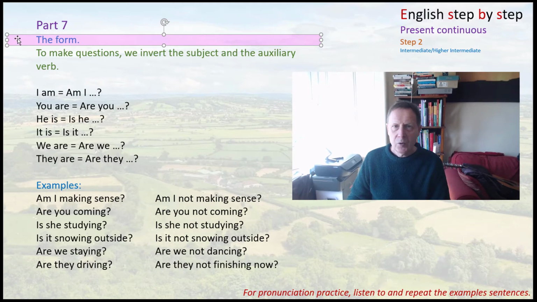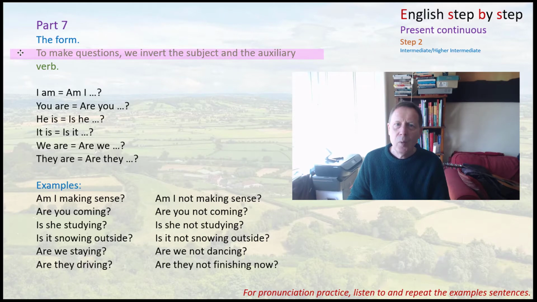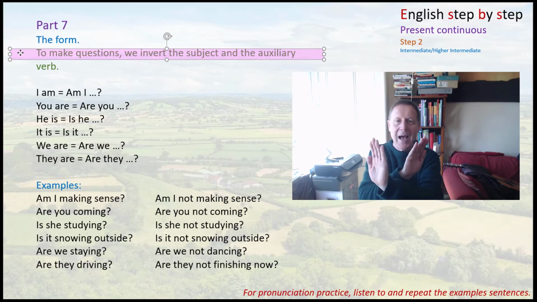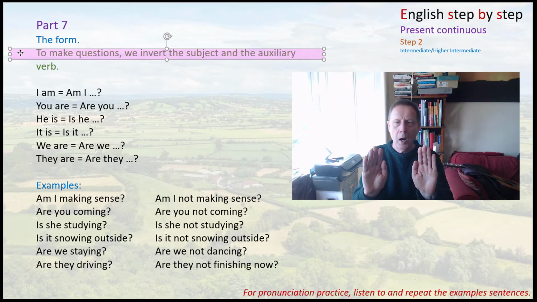To make questions, we have to use inversion. We invert the subject and the auxiliary verb. Inversion, what does that mean? It just means changing the position of the words. I am, if you invert it, it becomes am I. You are, with inversion, are you.